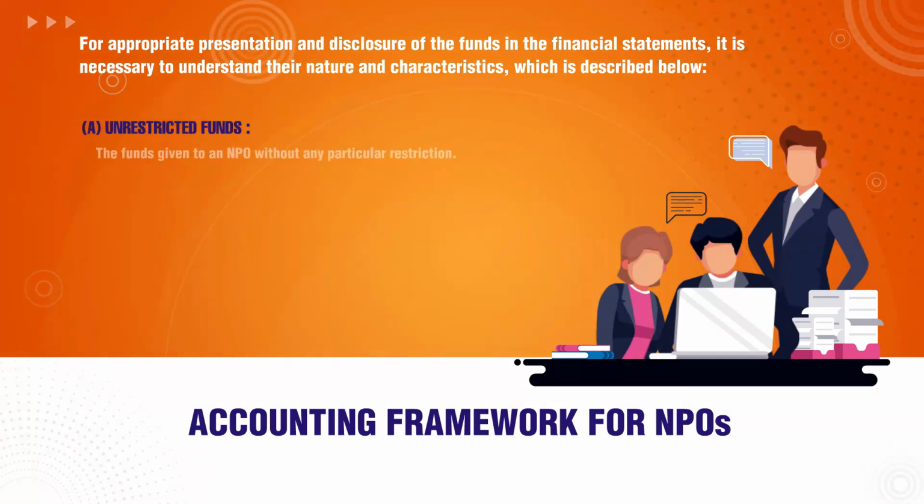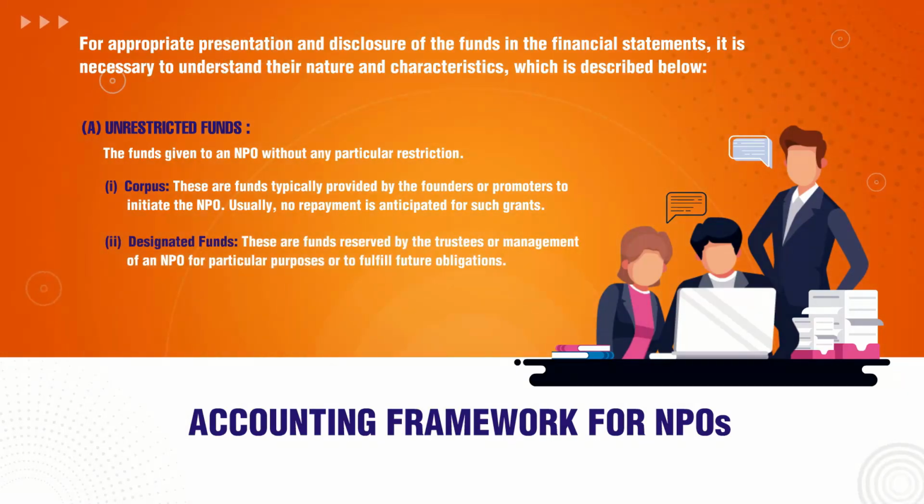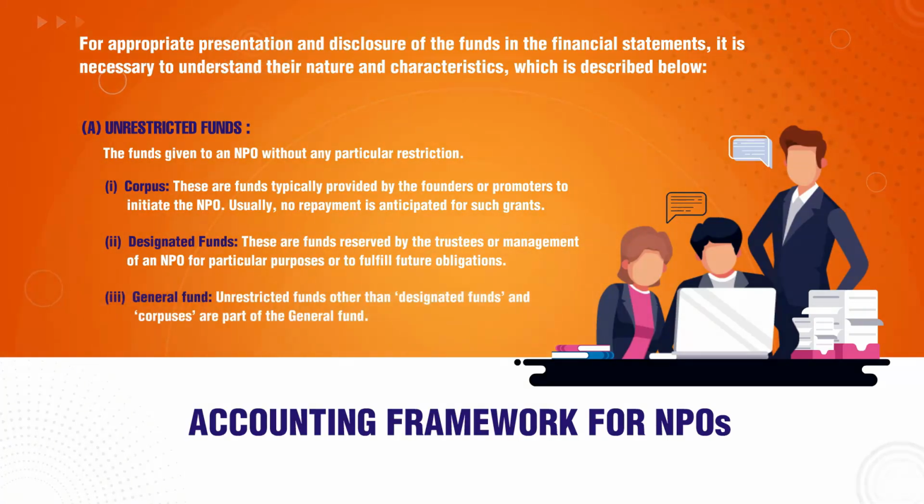Unrestricted funds. These are the funds given to an NPO without any particular restriction. These can be further classified into three categories. Corpus. These are funds typically provided by the founders or promoters to initiate the NPO. Usually, no repayment is anticipated for such grants. Designated funds. These are funds reserved by the trustees or management of an NPO for particular purposes or to fulfill future obligations. General fund. Unrestricted funds other than designated funds and corpuses are part of the general fund.